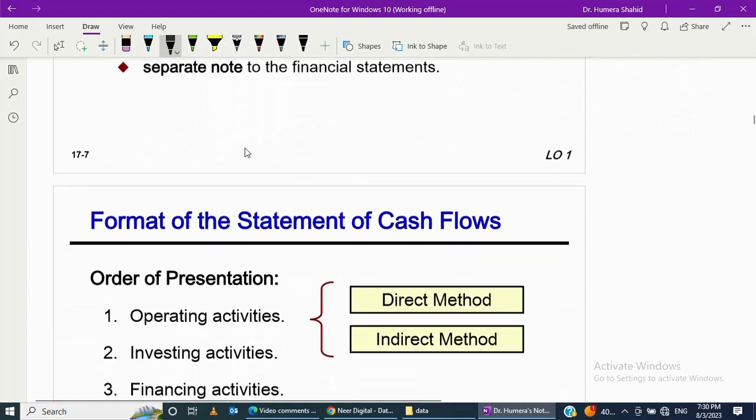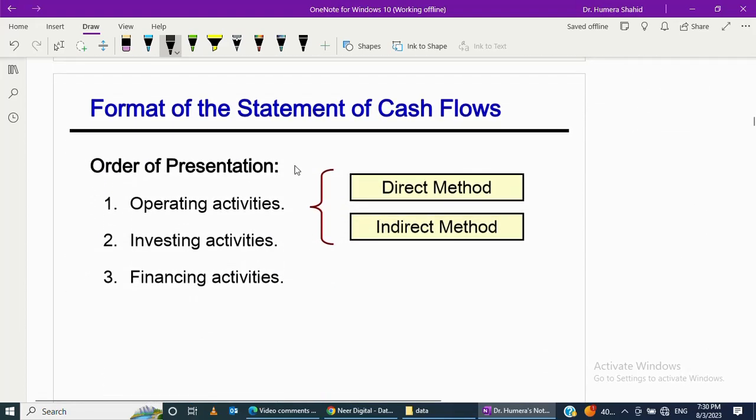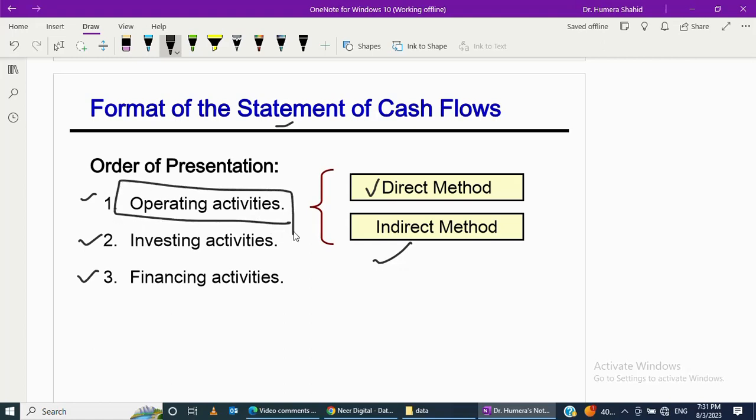So let's proceed towards different formats, or methods, of the cash flow statement. As I said, we have the direct and indirect method. Both methods have three sections, three types of activities, and the difference between both methods is only in the operating activity section. The template which I gave you before was for the direct method.